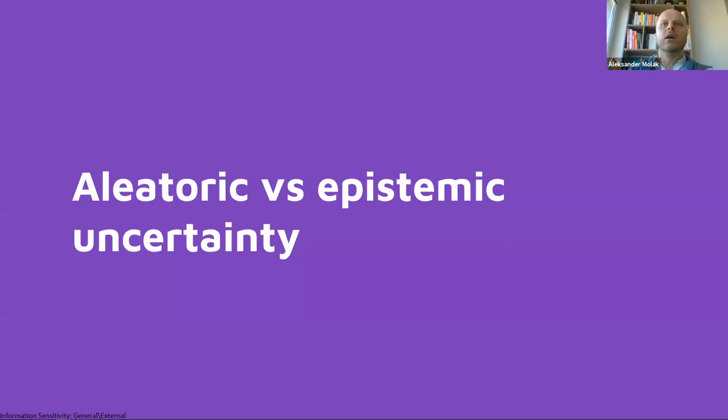Okay, now let's talk briefly about those two types of uncertainty. So we talked about aleatoric and epistemic uncertainty.